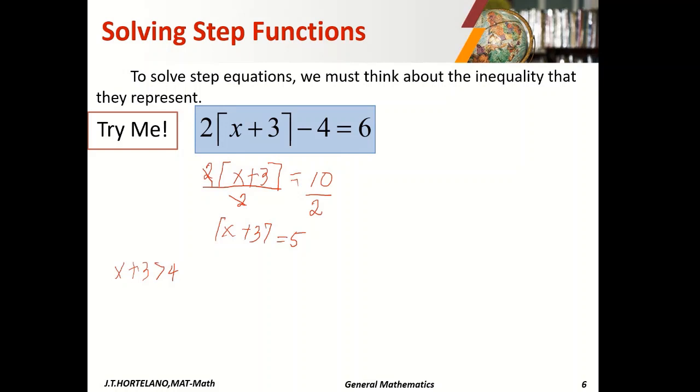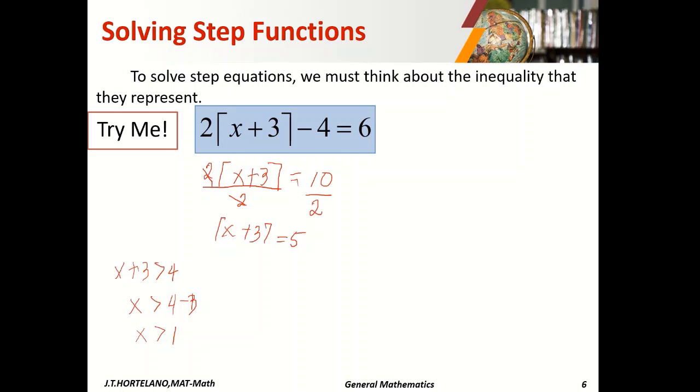Okay? Then simplify. So x is greater than 4 minus 3. Add negative 3 on both sides. So x is greater than 1. Okay? So that is how we solve step functions. So, x is greater than 1.